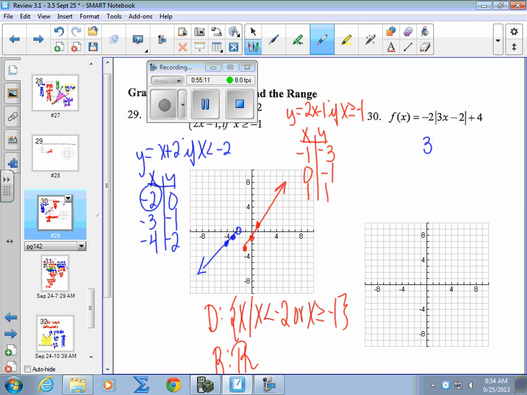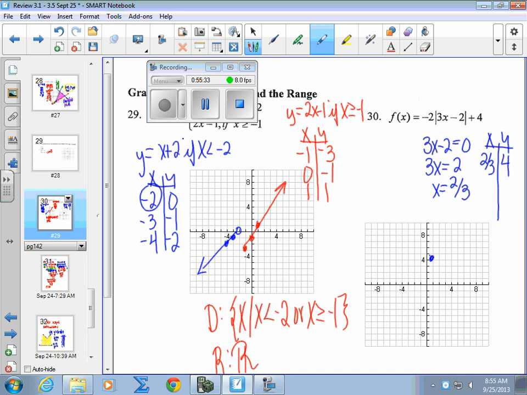To do that, we'll take 3x minus 2 and make it equal to 0. So we get 3x is equal to 2. So x is equal to 2/3. That's the first number we're going to plug in. So we'll plug in 2/3. And when we do, we get 4. So we have 2/3 and 4. So we're up here.